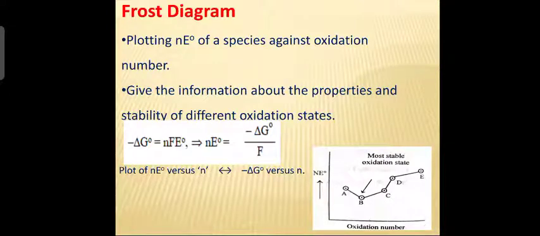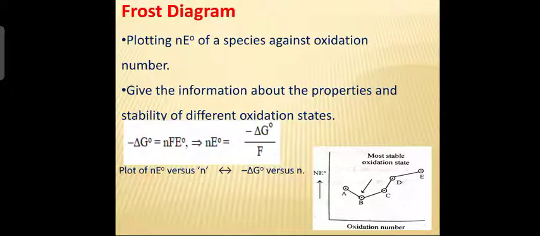In the previous class we learnt about Latimer diagrams. Today let us discuss Frost diagrams and then Pourbaix diagrams. Now, what are Frost diagrams? The Frost diagram for an element M is obtained by plotting n times E naught of a species against oxidation number, or they are the diagrams obtained by plotting n E naught versus oxidation number.